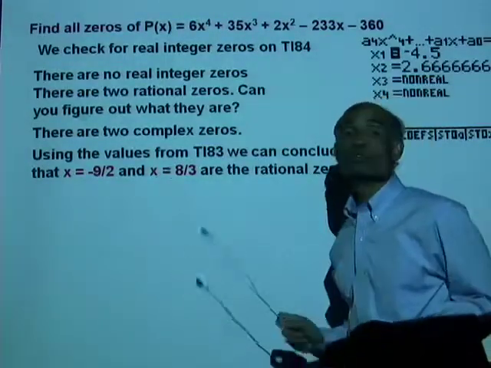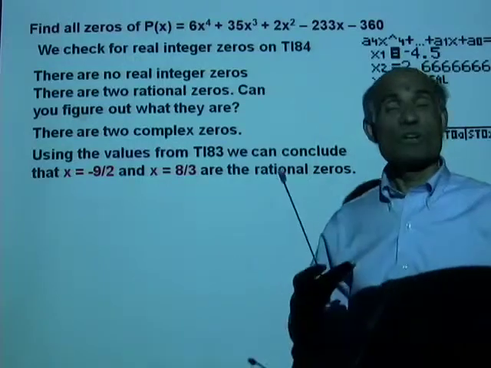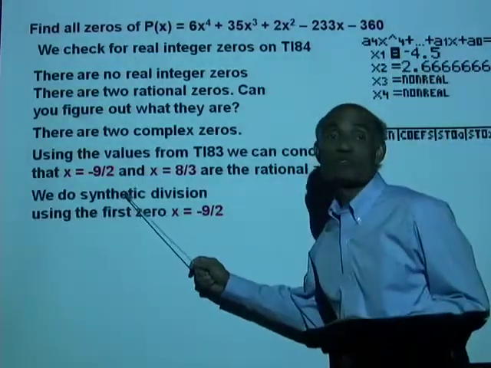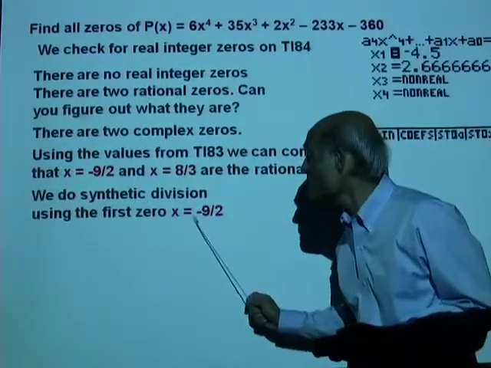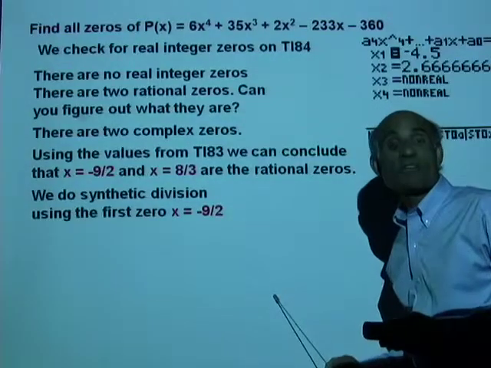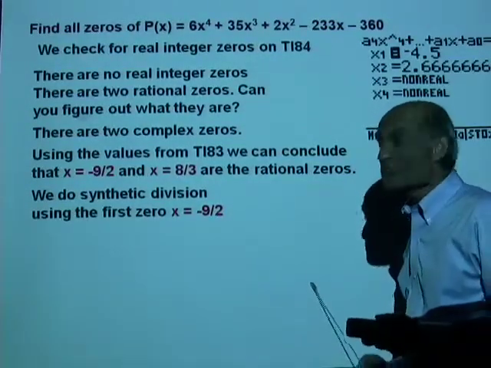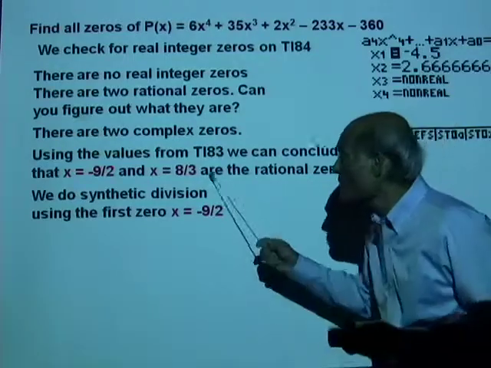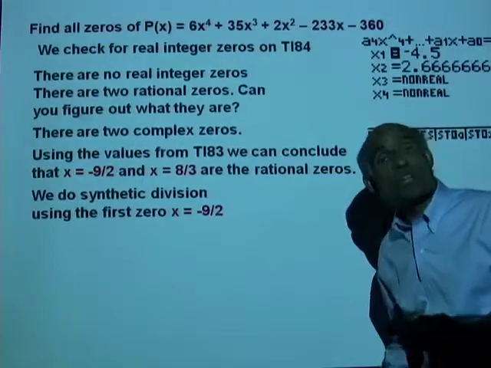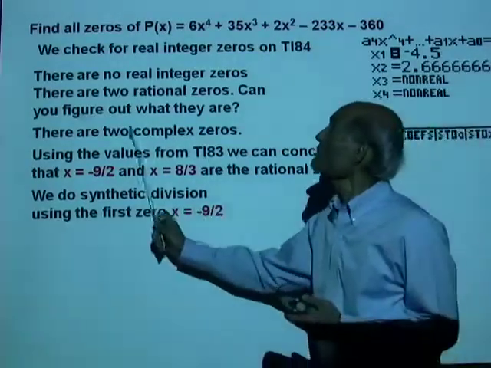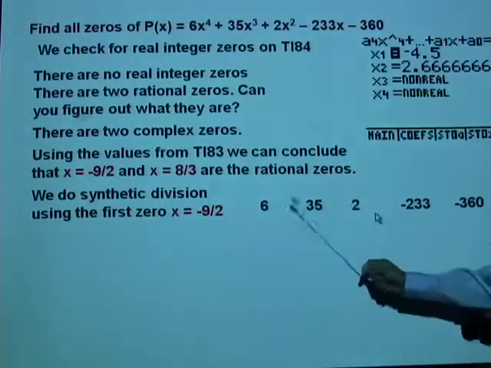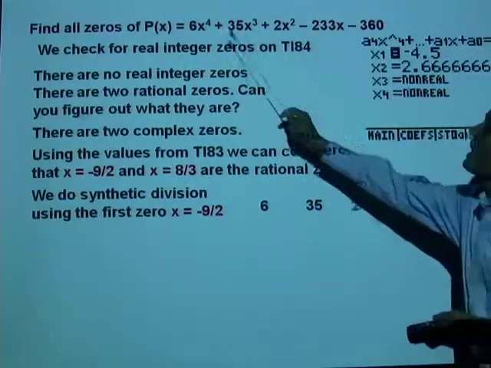So, you now know the two rational zeros. Therefore, we will now do synthetic division first with negative 9 over 2, and then we obtain the remaining factor, and then do a synthetic division on that using x equal to 8 over 3 to get the still remaining factor, and then we figure out the complex zeros. Alright, let's start with the synthetic division on this.